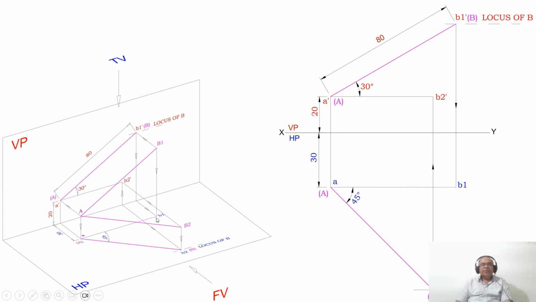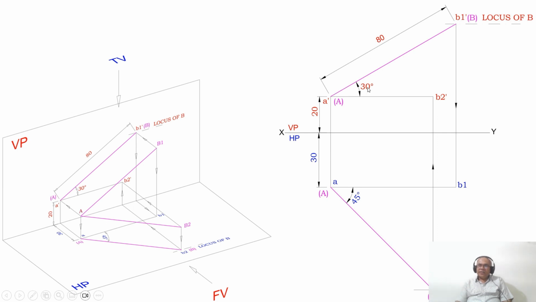Since A is in front of VP by 30 mm, B1 should also be in front of VP by 30 mm. Therefore, from B1 dash, you draw a vertical projector till where? Till the locus of A in the top view. A is in front of VP by 30, so B1 should also be in front of VP by 30. Therefore, the line will be parallel to VP. Since this line is parallel to VP, in the front view you are getting the true length. It is already given that it has a true length.